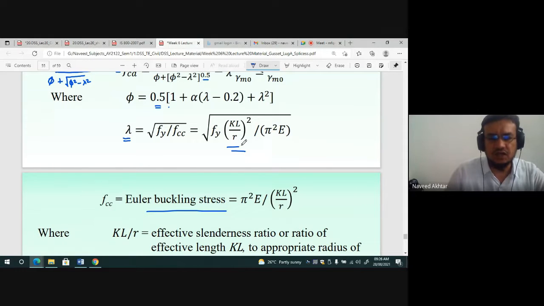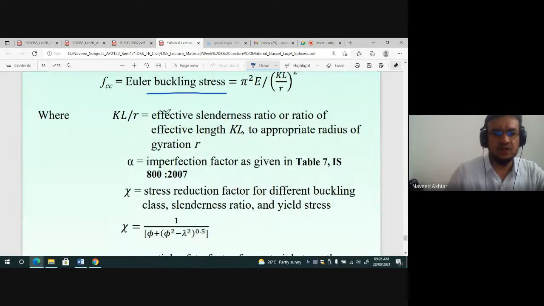All these values are given here. If you put this value here, pi square E will be there, and KL by R square will come up, so Fy into KL by R square. That is why in lambda it appears reversed. What is KL by R? KL by R is the effective slenderness ratio, the ratio of effective length to the appropriate radius of gyration.